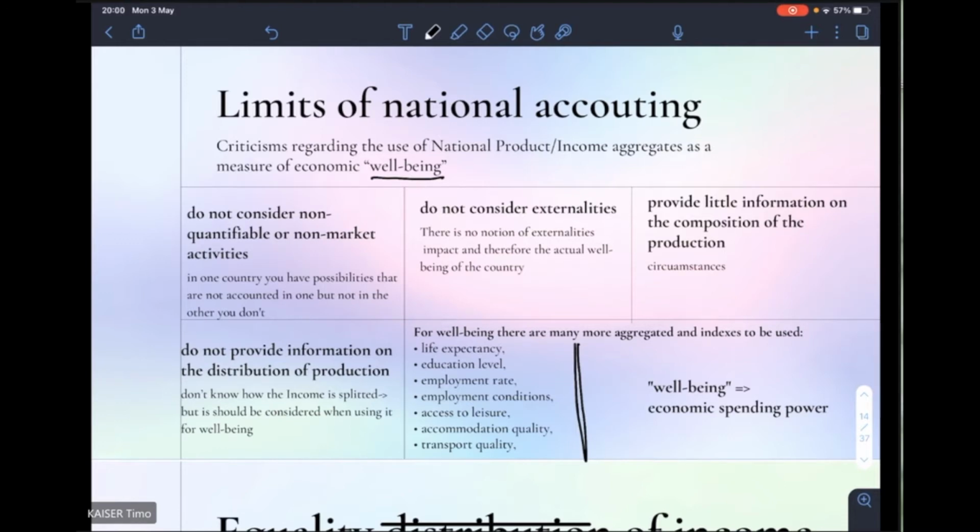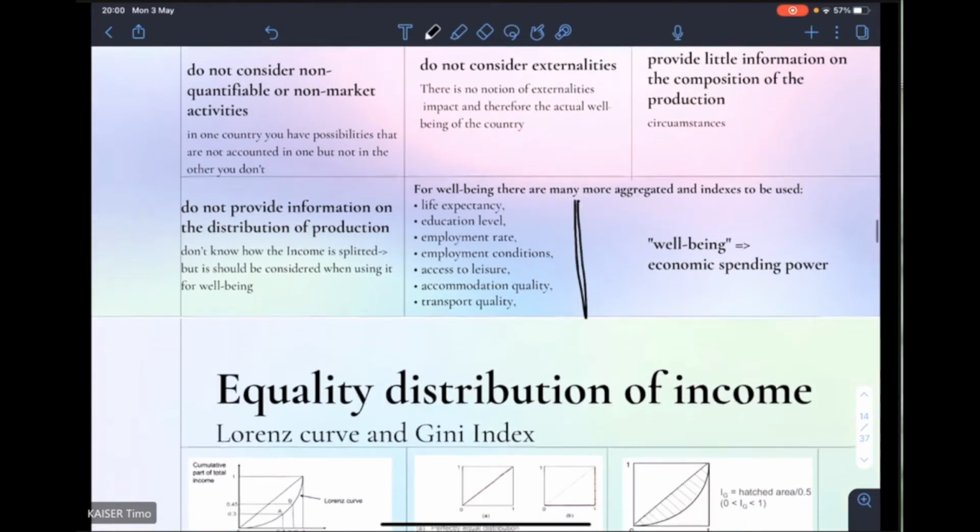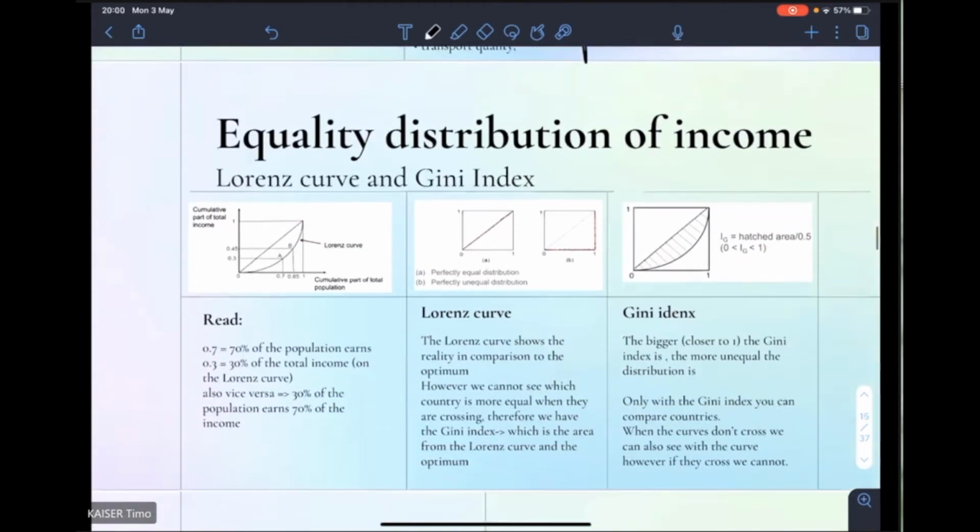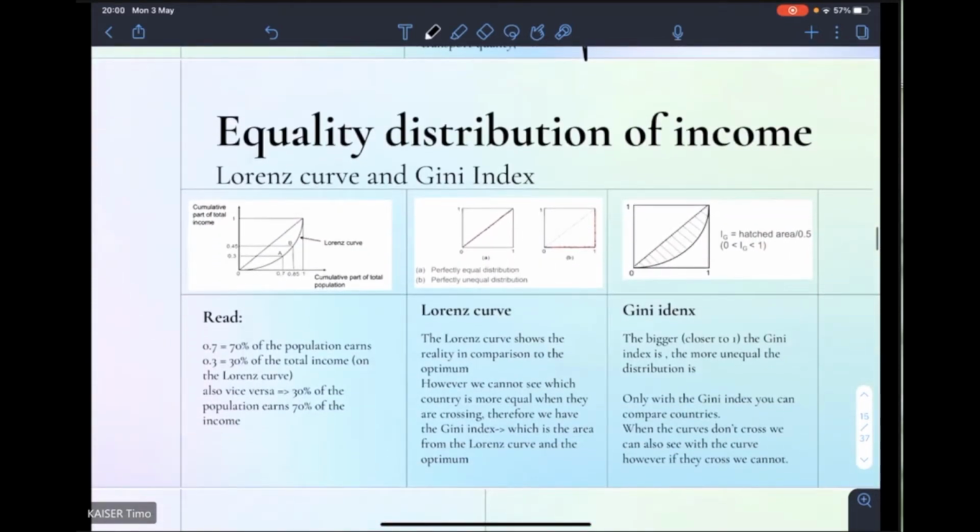Okay, so these are the limits, and therefore I would now move on to the last part of chapter 1. I already said it before, but this is now the last part, which will be the equality distribution of income and therefore the Lorenz curve and the Gini index. Very important thing. Maybe we'll get a calculation exercise as you might have already encountered in your mock midterm exam. So what is this about? The Lorenz curve is the curve that you see.